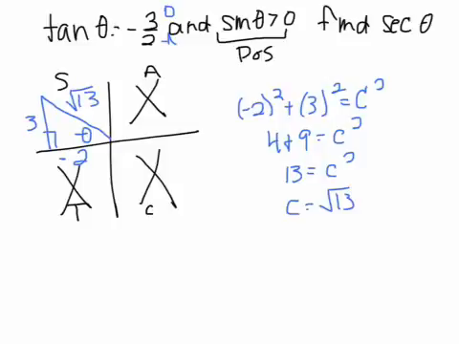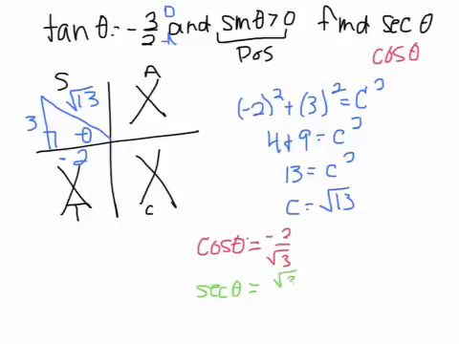So find the secant. Well, I'm going to find the cosine first. And then once I find the cosine of theta, then I just take its reciprocal. So the cosine of theta equals the adjacent over the hypotenuse. Therefore, the secant of theta equals radical 13 over 2, and it's negative. There's my final answer.